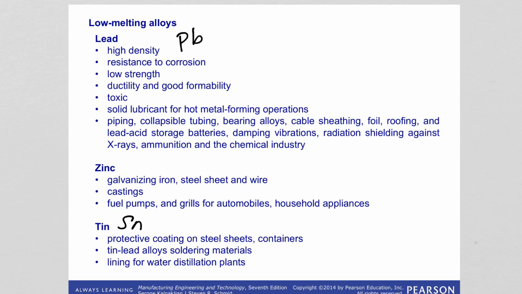So the major alloying elements in zinc are aluminum, copper, and magnesium. They provide strength and more dimensional control during the casting of the metal. Tin has an even lower melting point than lead, and it has low strength, low hardness, and good ductility. Its most extensive use is as a protective coating on steel, and in making containers like tin cans for food or various other products.